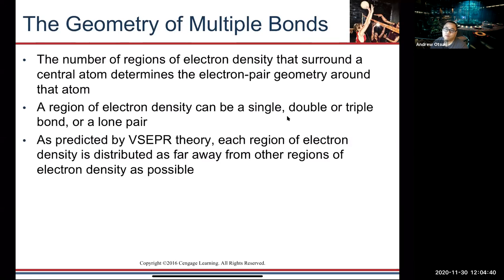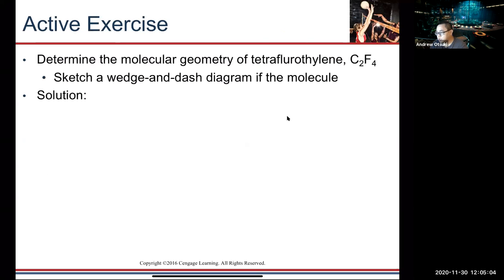Okay, remember, as predicted by our theory, each region of electrons is distributed around the atom in such a way as to avoid electron repulsions, or be furthest away from other electron groups, groups of electron density, because that's an unfavorable interaction. Okay, so let's try this exercise. Let's sketch the molecular geometry of tetrafluoroethylene. The slide has a typo; it should be tetrafluoroethylene.